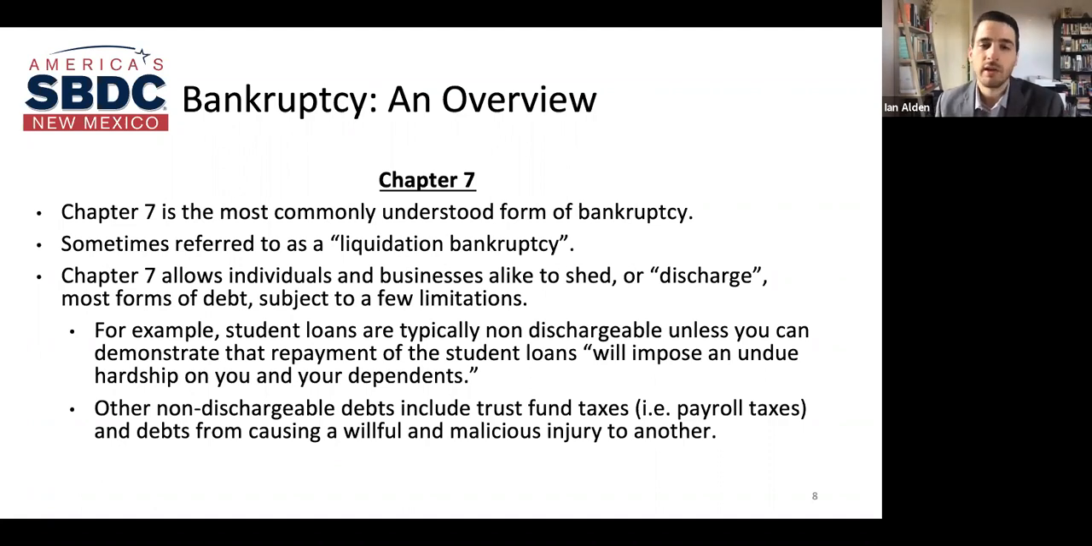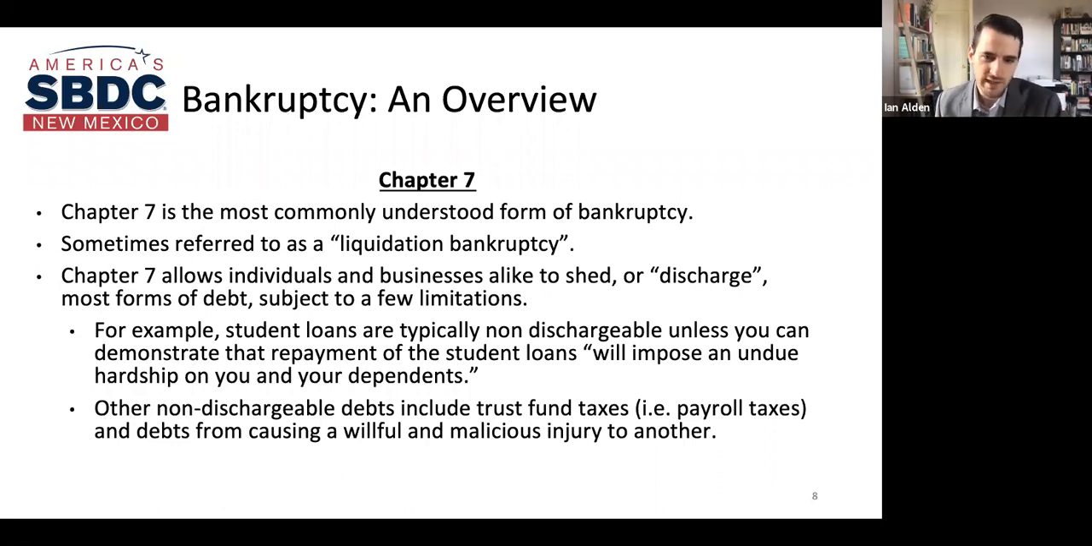Student loans. Many people know student loans are non-dischargeable, except in rare instances where the debtor can convince the court that they will have an undue hardship if they have to repay the loans. It's a very high bar legally to cross, and so student loans are typically thought of as non-dischargeable, or at the very least, very difficult to discharge.